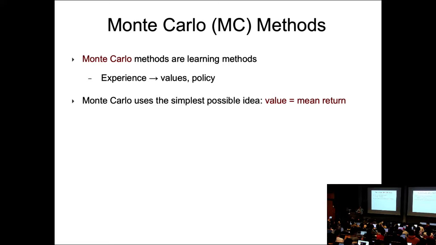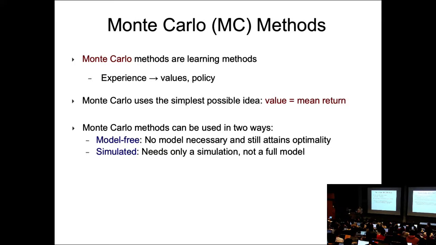So the key idea behind Monte Carlo methods is that you're trying to learn the value function and the policy from experience, okay? And Monte Carlo methods basically use the simplest possible idea, which is value equals mean return, right? And I'll make it a little bit more precise what that means. But essentially, you're simulating your model, and then you're trying to get some average return.